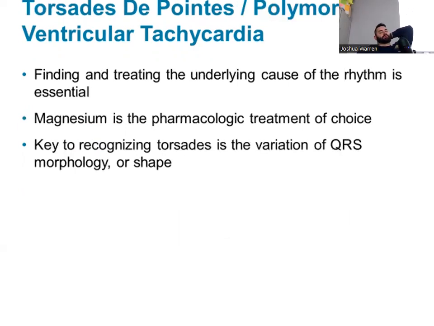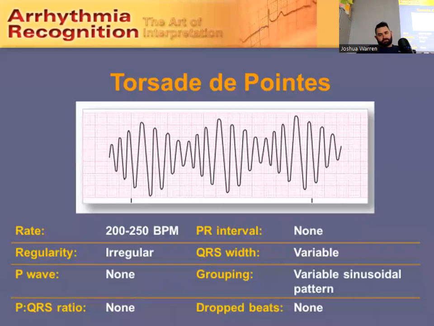And the key to recognizing torsades is the variation of QRS morphology and shape, which means notice that they all look different. To me, in some cases, a perfect one looks like a sound wave or a DNA strand, like so. What's that? You can see sound waves now? Yeah. You can defibrillate it without a pulse, yeah.